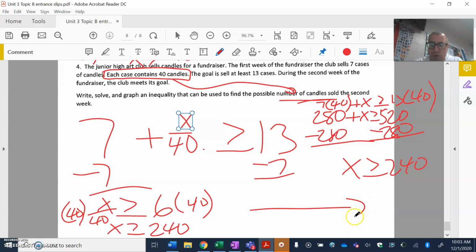So again, we like the 0 as an indicator. I'm at 240, that's here. Greater than or equal to. So shade in that circle, and we are going to shade to the right. Voila. Now we can visually see, hey, greater than or equal to 240.